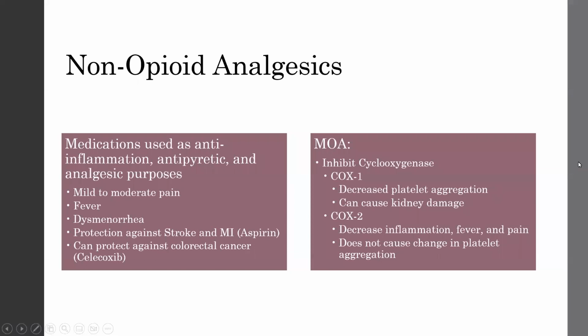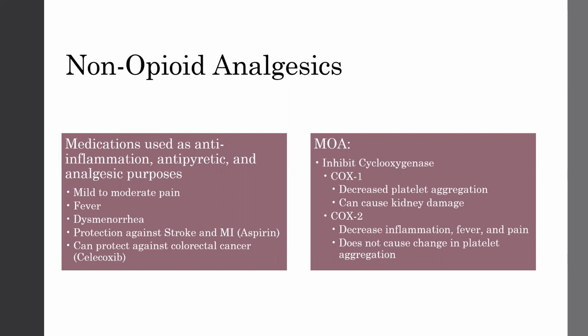To start off with our non-opioid analgesics, these are medications that are used for anti-inflammation, fever control, and pain medication. We use them for mild to moderate pain, fever, dysmenorrhea, and some medications like aspirin in this category can protect against stroke and myocardial infarction. Celecoxib can also protect against colorectal cancer.